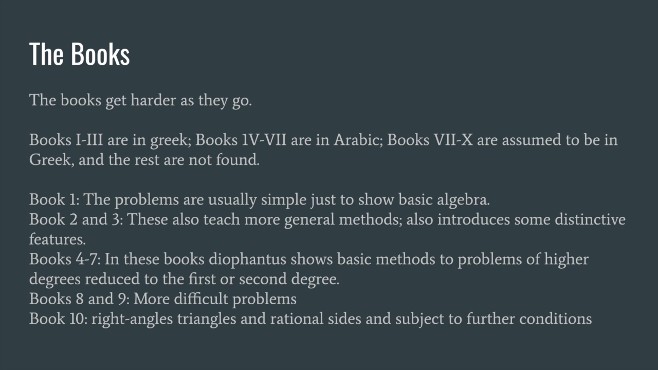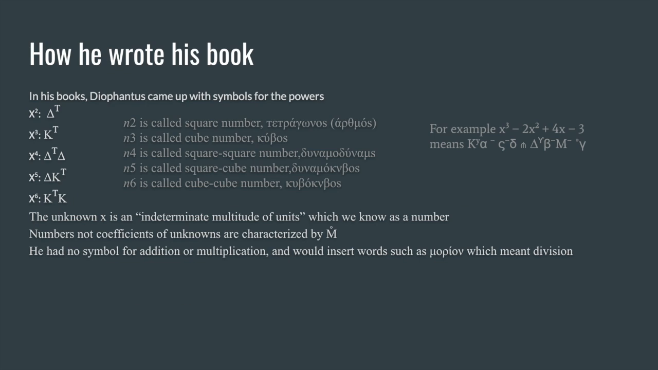So the books get harder as they go. Book one is more simple, algebraic based, like the first degree. But when you get to books 8 and 9, you get to those more difficult problems. As I said, he was famous for symbols, and he came up with this representation of symbols to represent x squared and so on, all the way up to x to the sixth. You can notice a pattern between x squared and x to the fourth, and x to the third and x to the sixth, because they're twice.